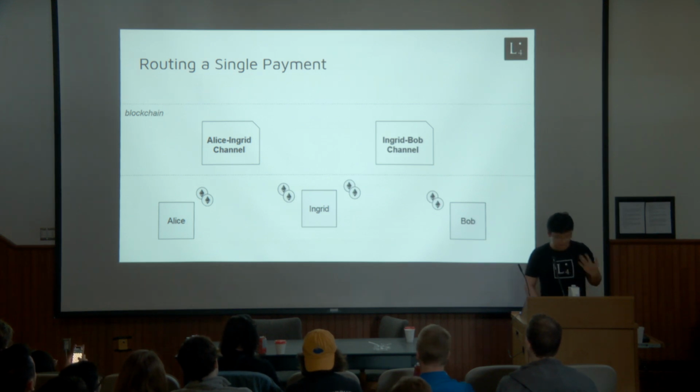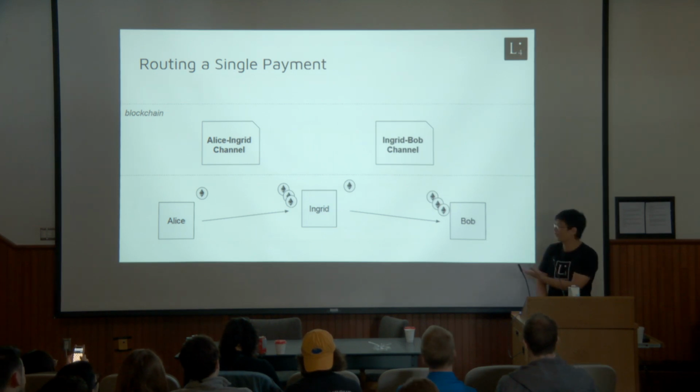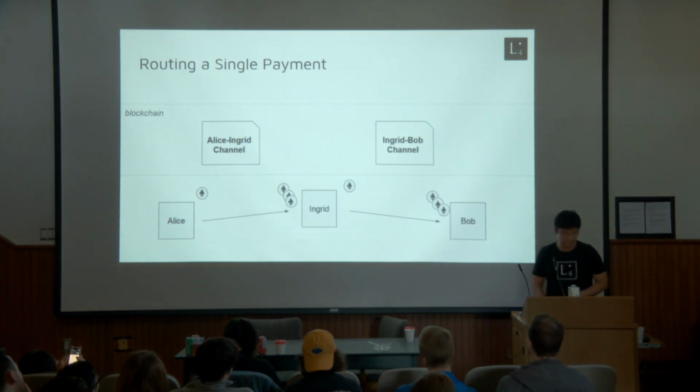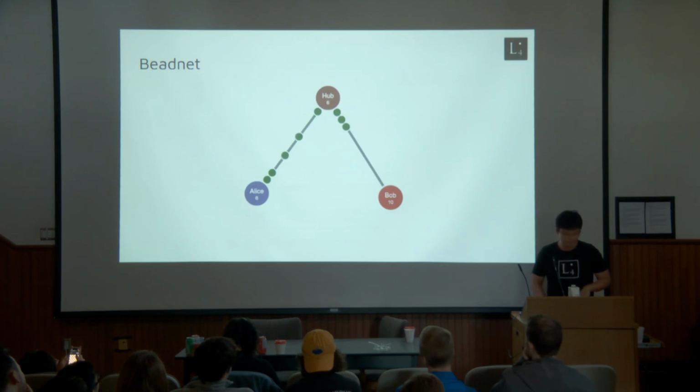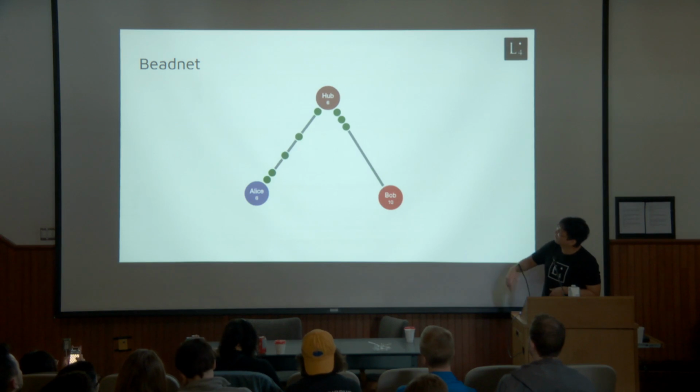The starting point for channel networks is to see that if Alice pays Ingrid 1 ETH, and then sometime later Ingrid pays Bob 1 ETH, this is equivalent to Alice paying Bob 1 ETH, because Ingrid's total balance across all her channels has not changed. Alice has lost 1 ETH and Bob has gained 1 ETH. This is a cool library I found on Twitter to represent 2-party payment channels. It shows Alice paying Bob 2 ETH through the hub and going back and forth.